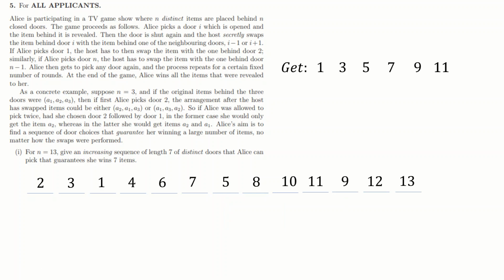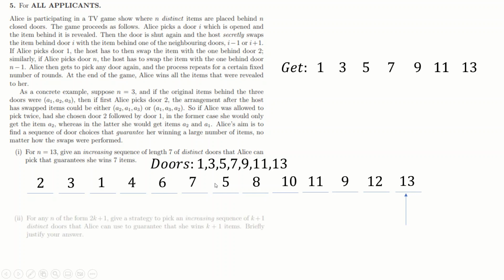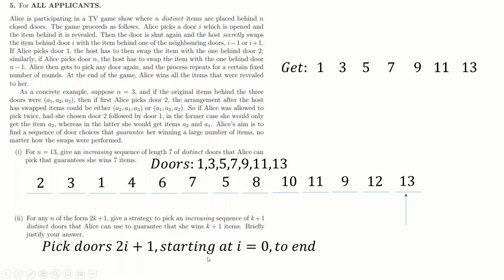And that's 7 choices, I believe. That's 7 doors, 7 items, and so we can win 7 items every single time. It really didn't matter what the swaps were, because we were picking too far away from where the swaps took place. Okay, and likewise here, if you're picking an odd number of doors, and you only have to have k plus 1 choices, you can just pick all the odd numbers. This is a fancy way of saying that, I guess, until the end.